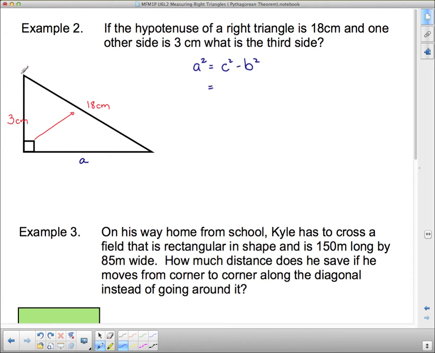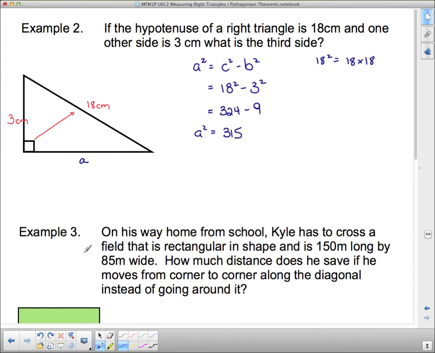Okay, so C is always the hypotenuse, so I take 18 squared and I subtract 3 squared. Now 18 squared, 18 times 18, remember that. You've got to remember what squared means. It doesn't mean 18 times 2, it's 18 times itself. 18 times 18 is 324. And 3 squared is 9. And if I take 324 and subtract 9, I get 315.